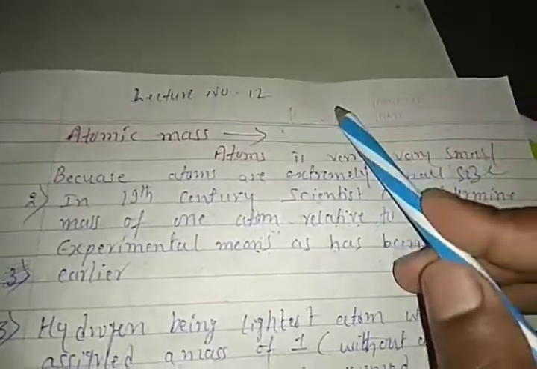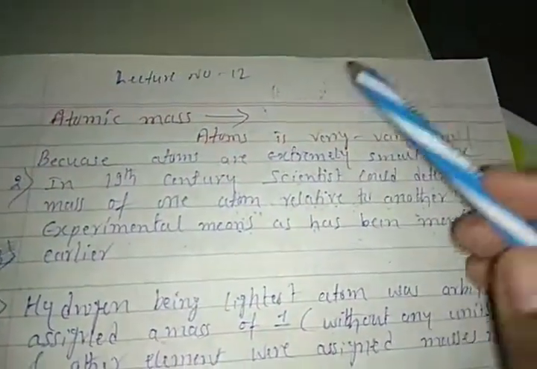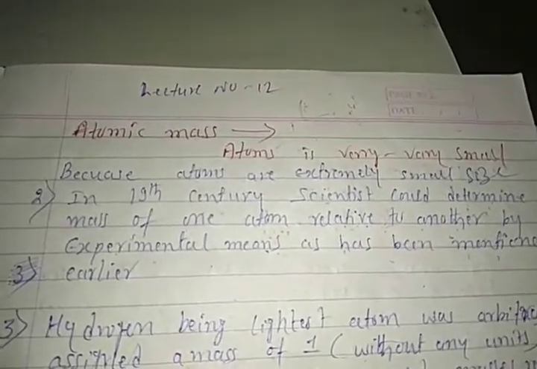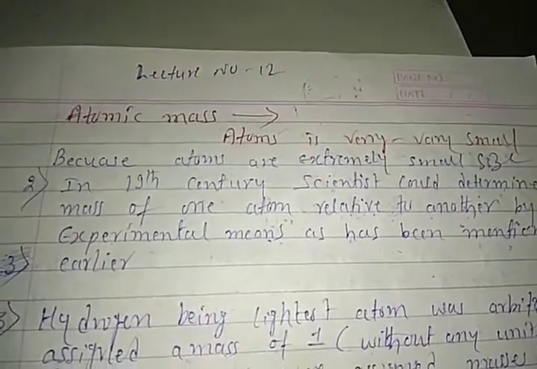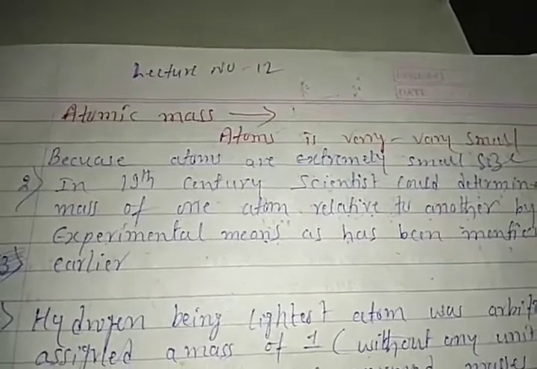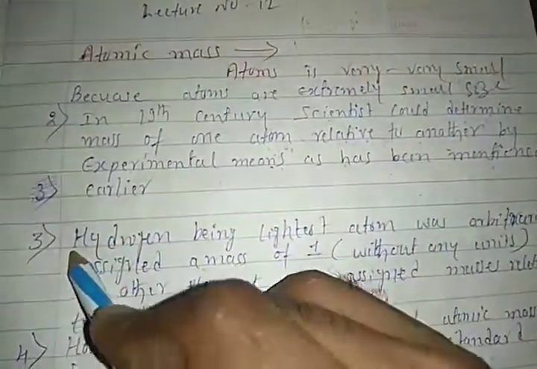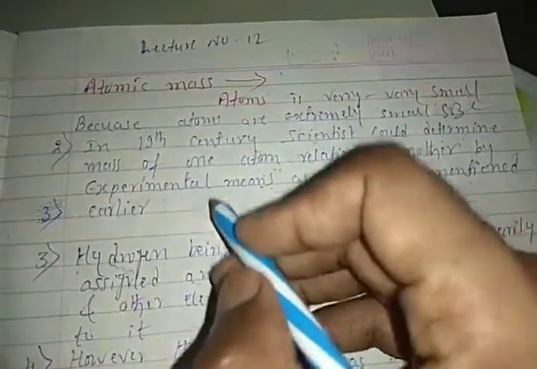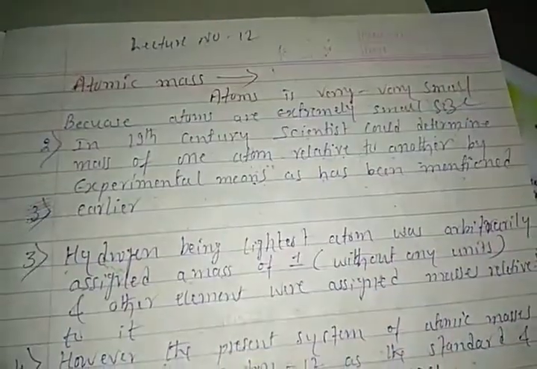So how do we measure the mass of one atom? For this purpose, scientists use a standard element. With the help of the standard element, we measure the atomic mass of the other atoms. Initially, the scientists used hydrogen. Hydrogen was the element used, and with respect to hydrogen they calculated the atomic mass of other elements.